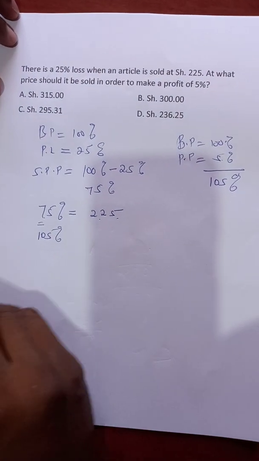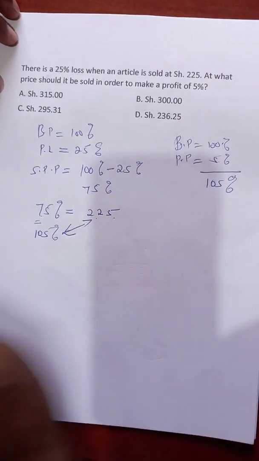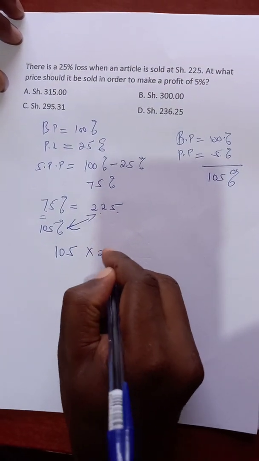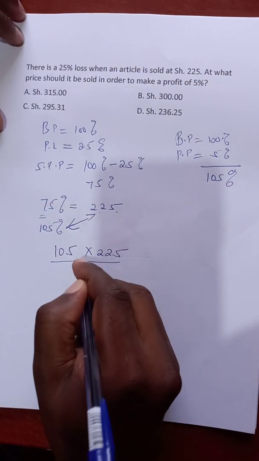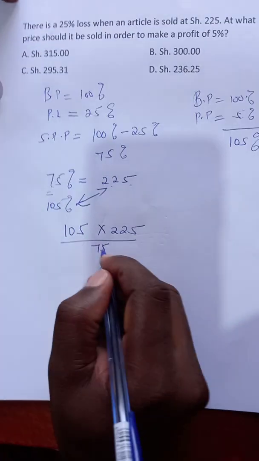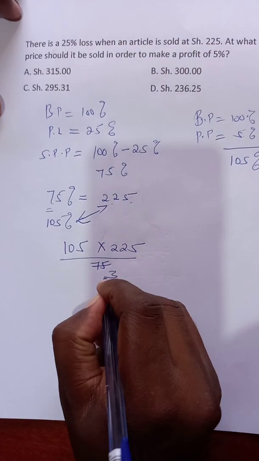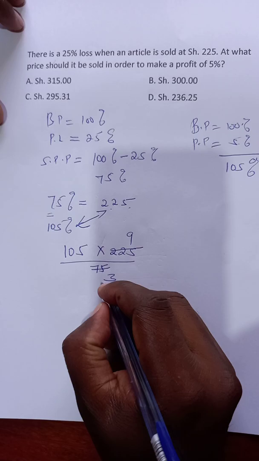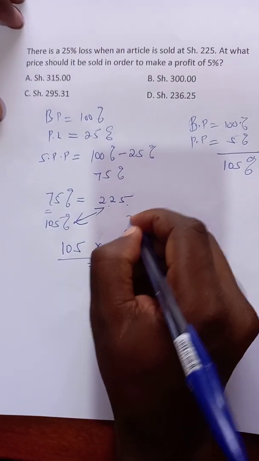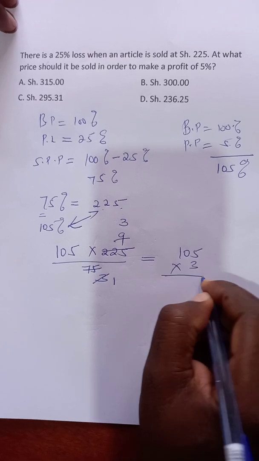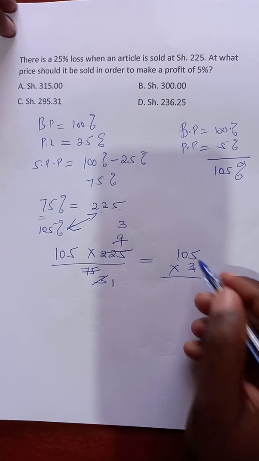Learners, what are you supposed to do? You cross multiply. You say 105 times 225 all over 75. Cancel your possible, learners. By 25, 3. By 25, 9. By 3, 1. By 3, 3. You are left with 105 times 3.